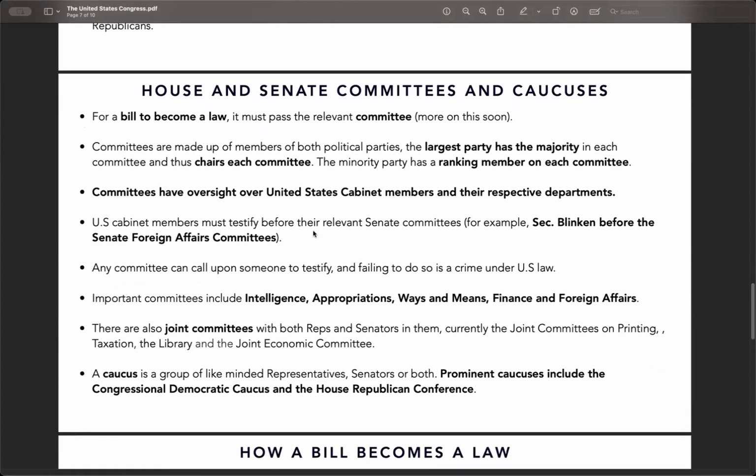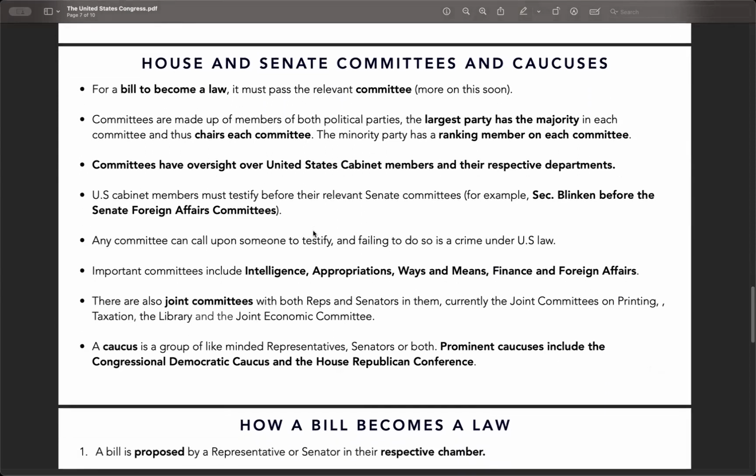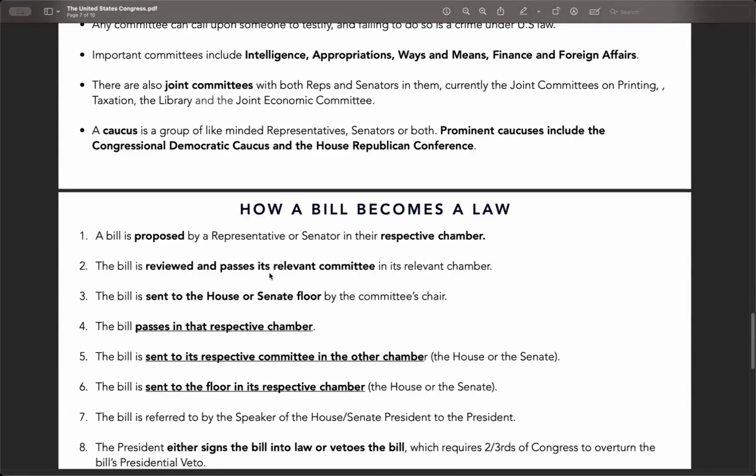For a bill to become law, it must pass the relevant committee, which are made up of members of both political parties. These committees have oversight over US cabinet members and their departments. So when Tim Geithner wants money for the US Treasury to give to banks, he has to go before Congress to testify. Geithner is no longer Treasury Secretary, but he had to do that. Important committees include intelligence, appropriations, ways and means, finance, and foreign affairs. A caucus is a group of like-minded people in the House, the Senate, or both, like the Democratic Caucus, the Republican Conference, and the Freedom Conference that often have say in how these things operate.